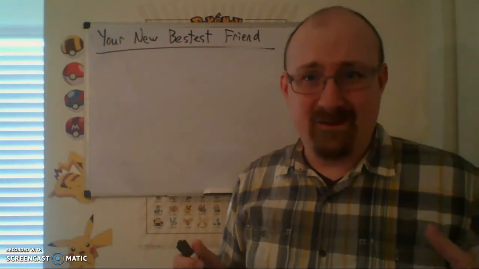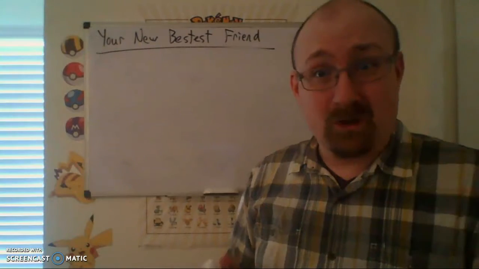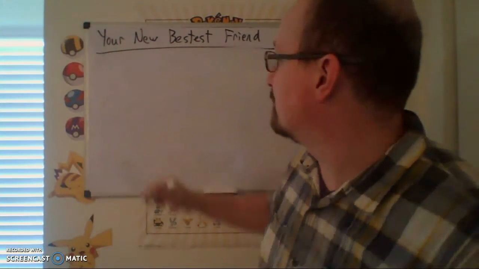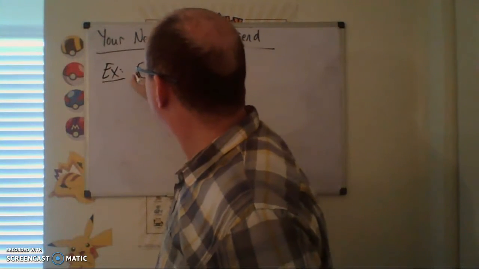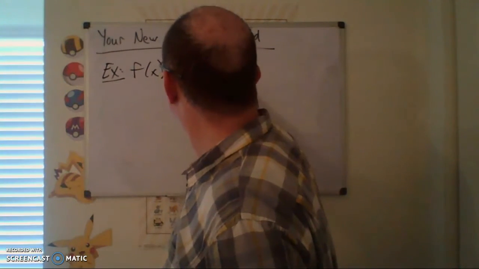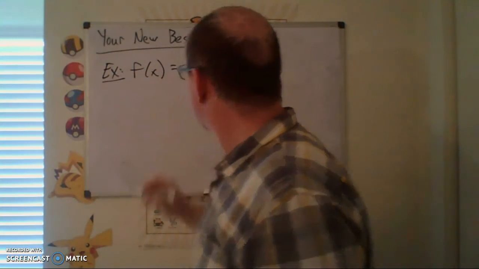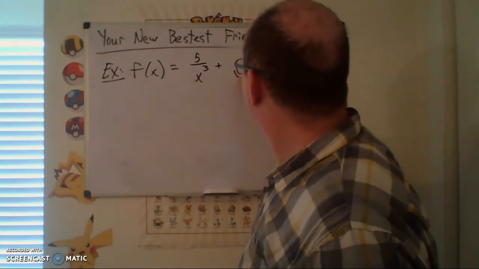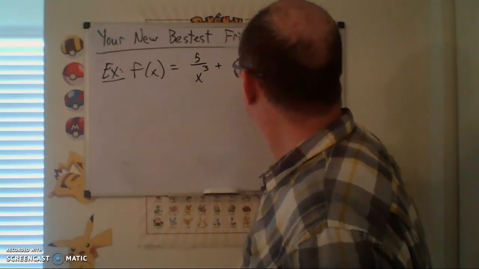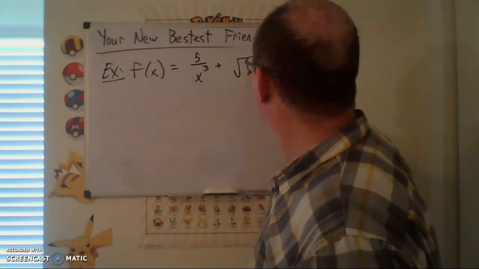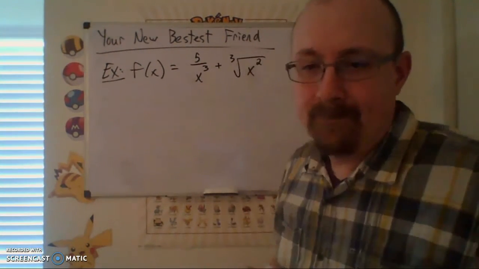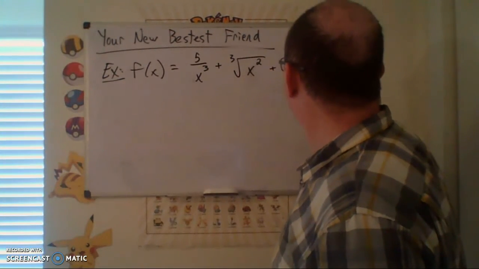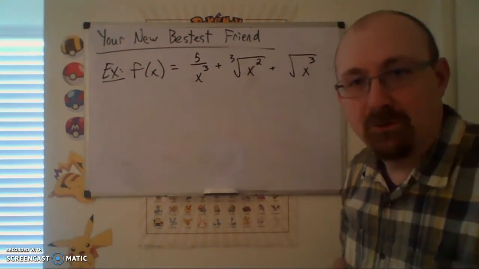What I want to take a look at, for now, is some more complicated examples and see how the differentiation rules on the bestest friend are so helpful for us. So let's take a look at this guy. So we have 5 over x to the third plus the cube root of x squared plus the square root of x cubed.